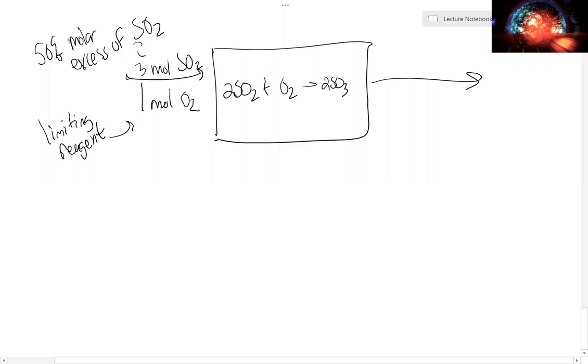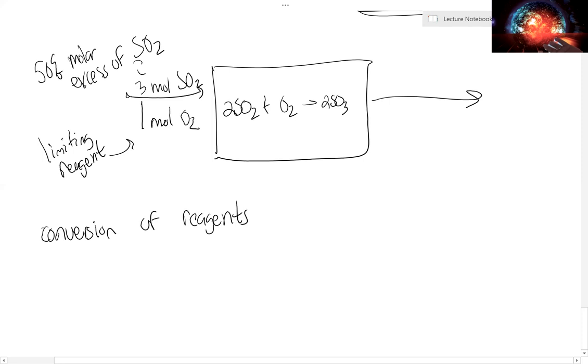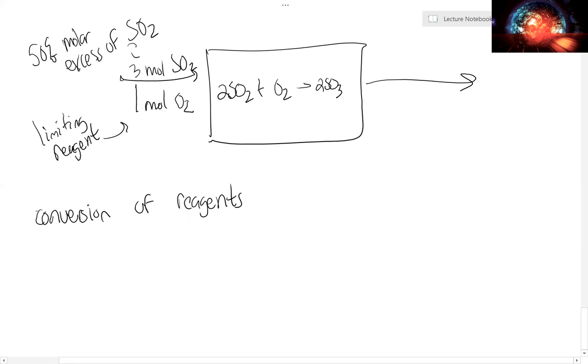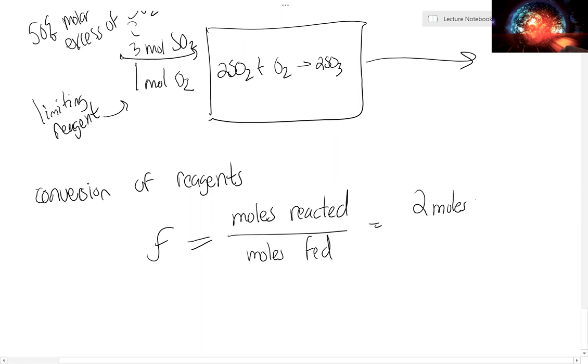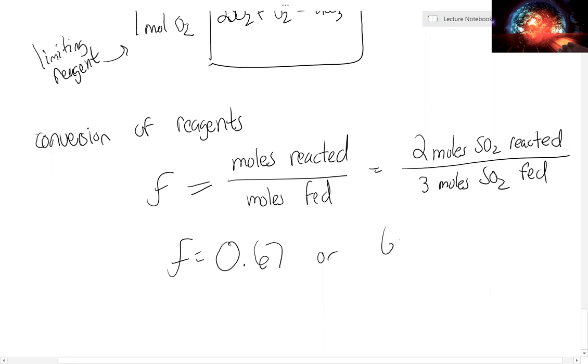One last thing we can talk about is conversion of reagents as both a fraction and as a percentage. So for example, with this 50% molar excess of SO2, I can ask myself, what is the conversion of SO2 in this process? Well, I can define my fractional conversion F as the moles reacted over the moles fed, meaning I'd have 2 moles reacted over 3 moles fed into the process. So in this case, my fractional conversion would be 0.67, or I'd have a 67% conversion of SO2.